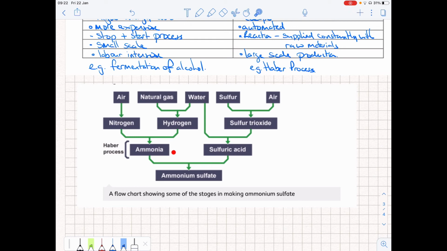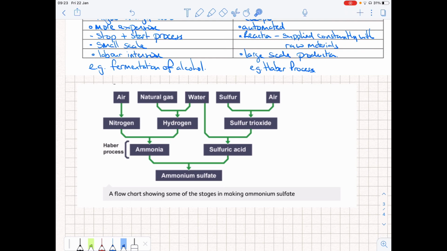Ammonia, we have been learning, comes from the Haber process, and the Haber process has raw materials of hydrogen and nitrogen. If you remember, 80% of the air is nitrogen, so that's going to be collected via fractional distillation from the air to go in to make the ammonia. And hydrogen we can obtain from natural gas, or we can get from water in order to get the supply of hydrogen that's needed to react to make the ammonia.